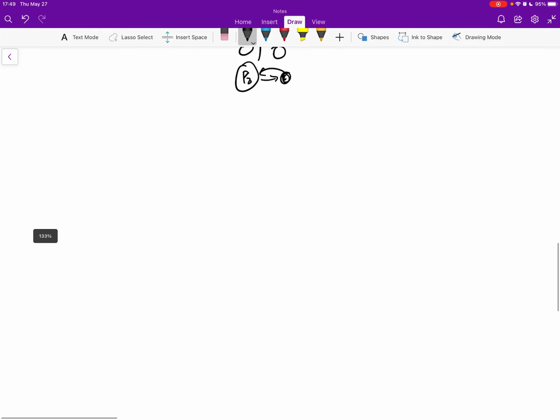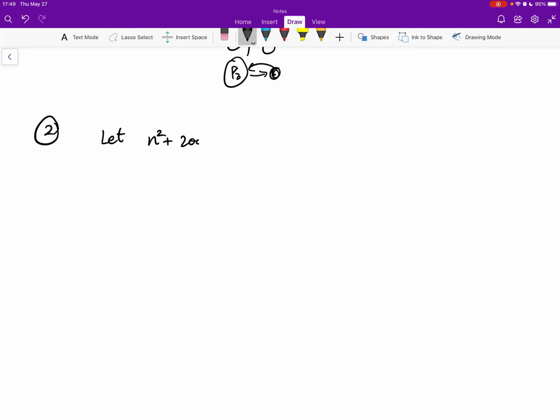The second solution looks a lot shorter and seems a lot easier, but for me, I didn't think of this as my first choice. I actually took some time to think about the algebra first, and eventually I got the second solution. So let n squared plus 2009n equal a squared. Again, this means 4 times n squared plus 8036n, that is 2009 times 4, equals 4a squared.